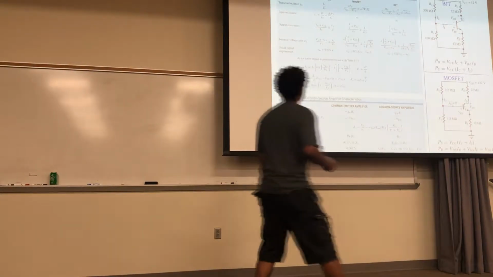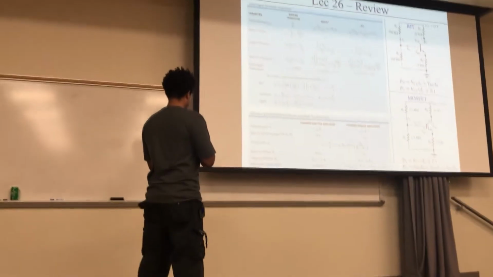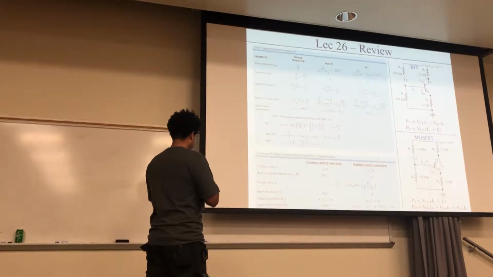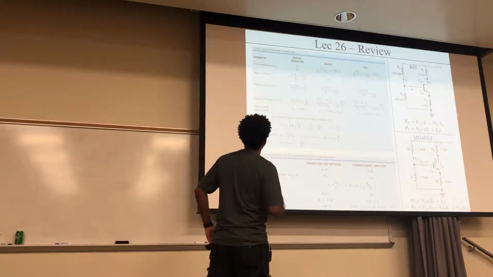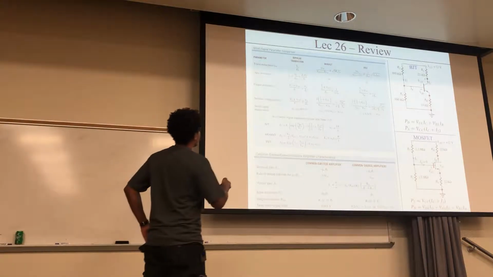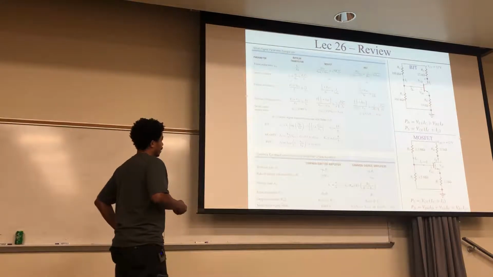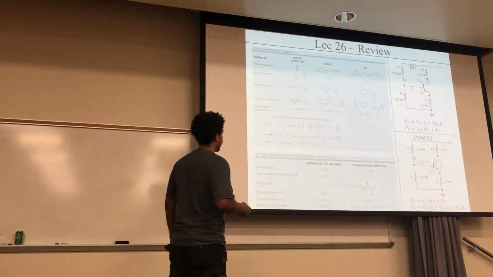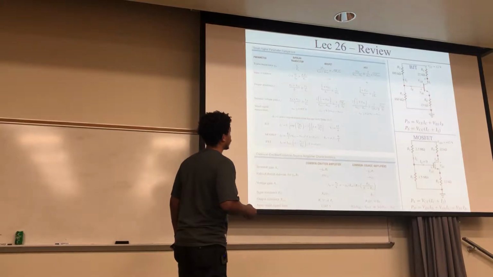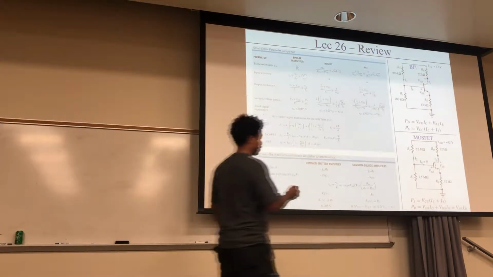So for review, on lecture 26, we went over the small signal parameter comparison between the transistors. We looked at these various parameters right here for the bipolar and the FETs. We also looked at the common emitter and common source amplifier characteristics and parameters. We also looked at power for the drain and source of these MOSFETs and BJTs.